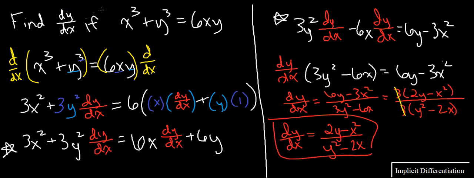Find dy dx if x cubed plus y cubed equals 6xy. Now, hold up a second. I want to fix something really quickly. I wanted to add another big idea before I got started. So I read the problem.